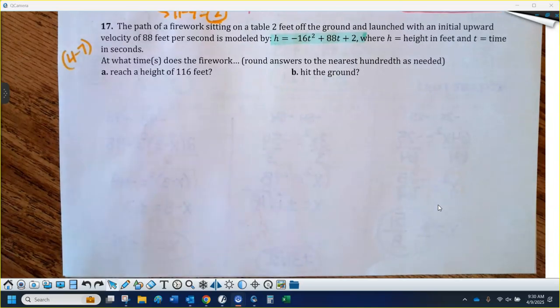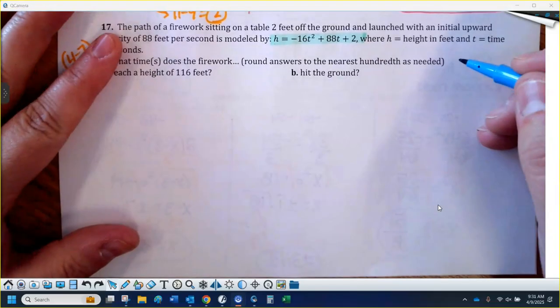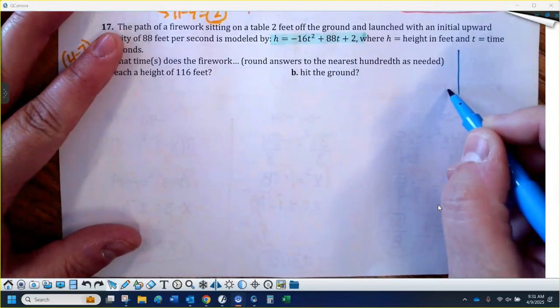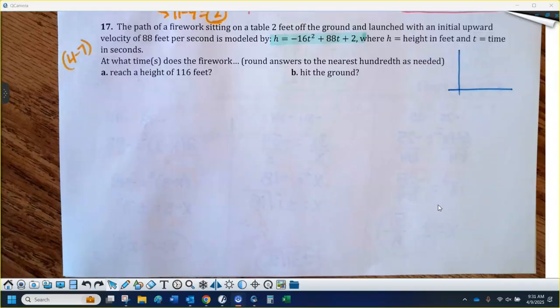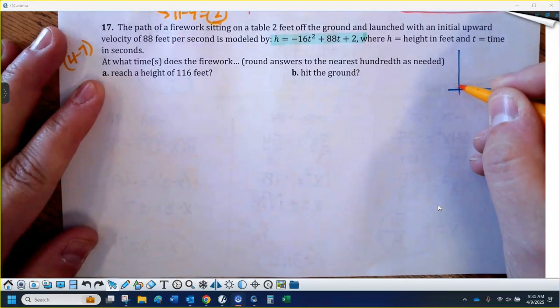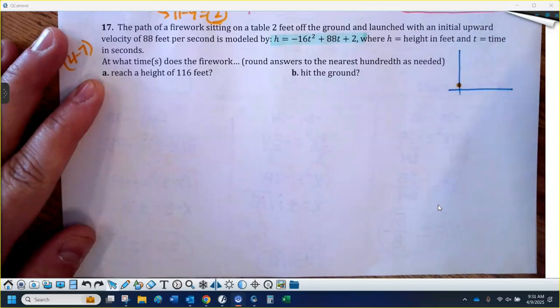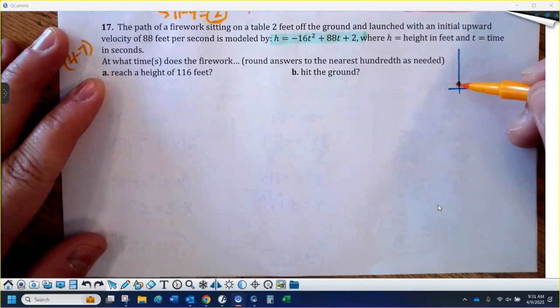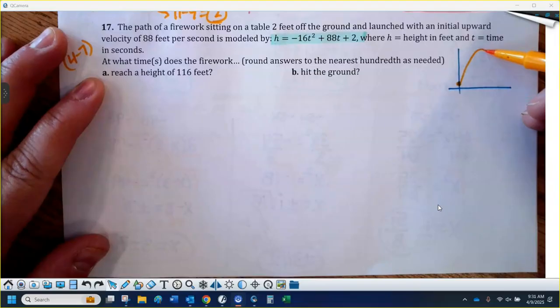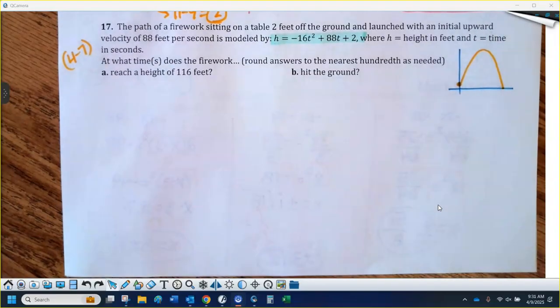You don't have to do this, but just to the side here, let me sketch a tiny picture. So I'm going to launch this firework up in the air. It comes off of a table that's 2 feet off the ground, so it doesn't start at the origin, but it would go up and then it would eventually come back down to the ground. But it does not start on the ground. So that's just like that little blip there. That'll make more sense in a second when we answer part of this question.